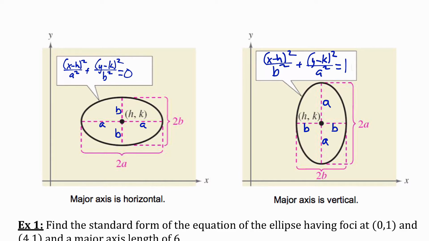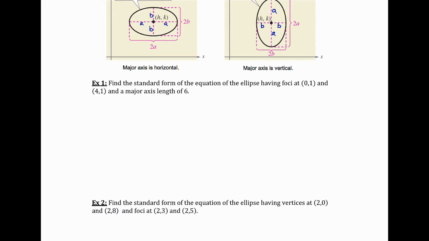For example 1, we're asked to find the standard form of the equation of the ellipse having foci at (0, 1) and (4, 1), and a major axis length of 6. So looking at this, the y coordinates are the same, and that's going to indicate whether we have a vertical or horizontal major axis. Since the y coordinates are the same, they're on the same horizontal line, so it's going to be a horizontal major axis.